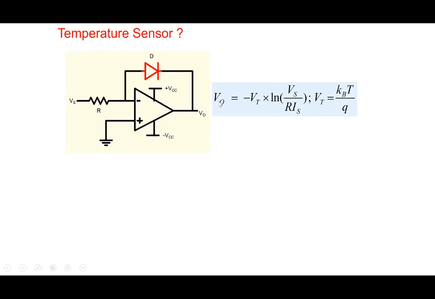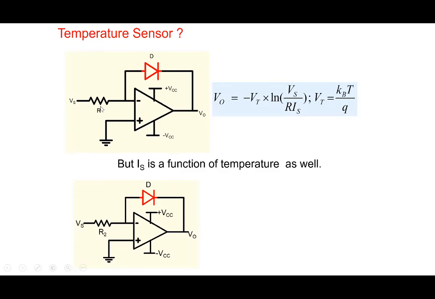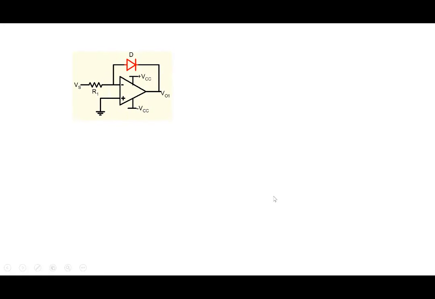And the trouble with this particular equation, directly using it, is there's not just temperature dependence here, but there's a temperature dependence in Is also. The saturation current of the diode also depends significantly on the temperature here. So what we can do is, we can cancel this effect of Is by building another. So suppose we change the resistor to R2 here, we'll get an output which is V0 is minus Vt multiplied by ln Vs by R2 Is here. And if we take the difference of the two here, then the Is will cancel each other.